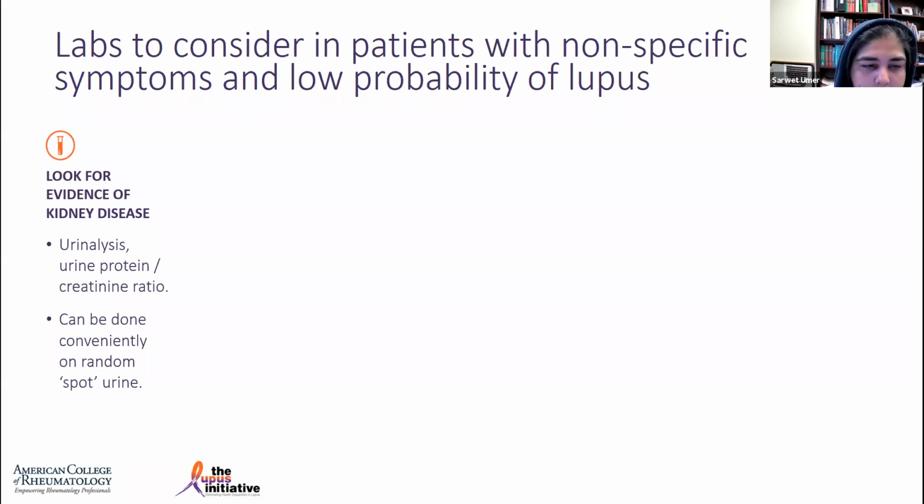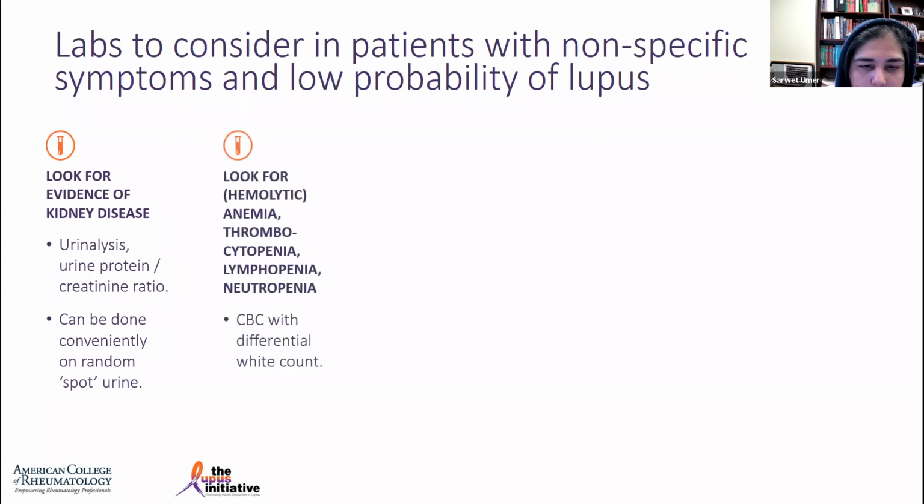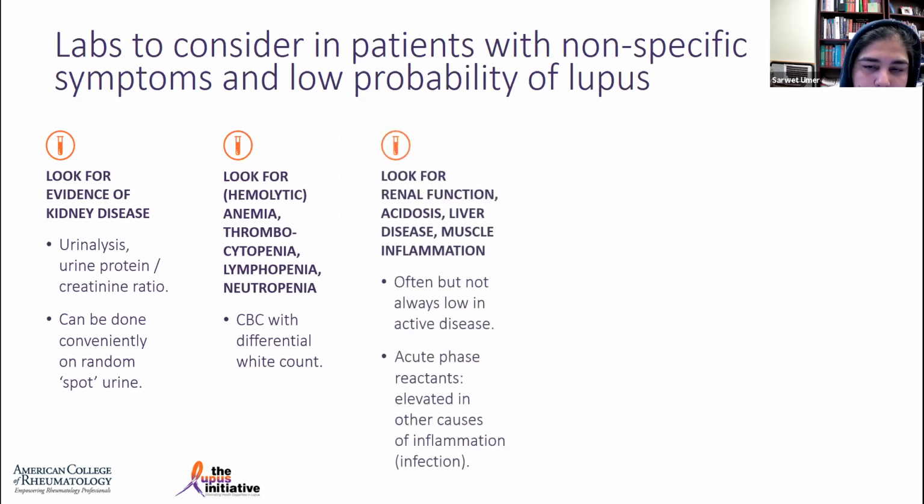So, other labs to consider when a patient has non-specific symptoms and low probability of lupus. Definitely look for kidney disease: check your urinalysis and urine protein creatinine ratio. We can check it as a spot. We look for CBC with differential, looking at how their white count looks. We're trying to rule out leukopenia, lymphopenia, and thrombocytopenia. Neutropenia can also happen with viral infections and drugs, so lymphopenia is what we look for more in lupus patients.